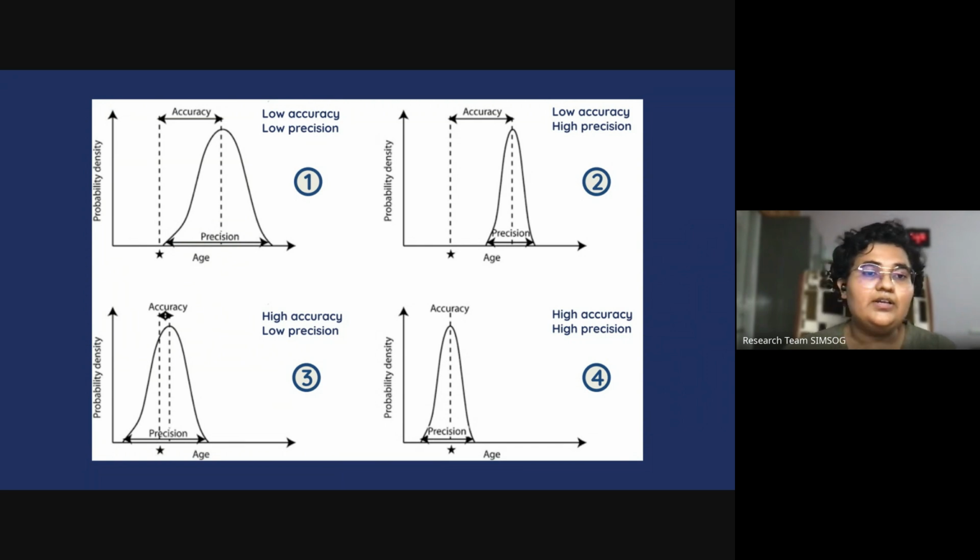In the third figure, the data has high accuracy because it is close to the known value, but it has low precision. And in the fourth figure, as is the ideal condition, there is both high accuracy and high precision.